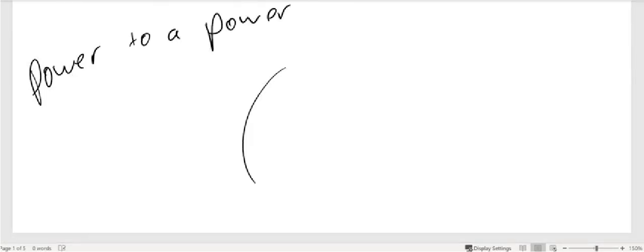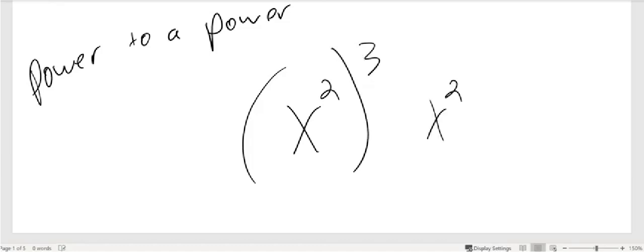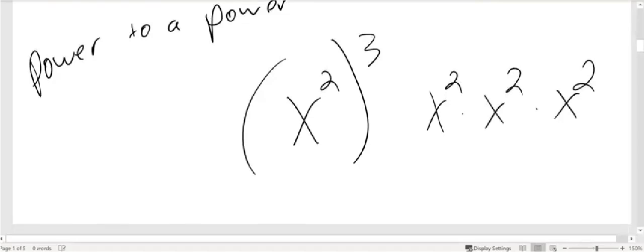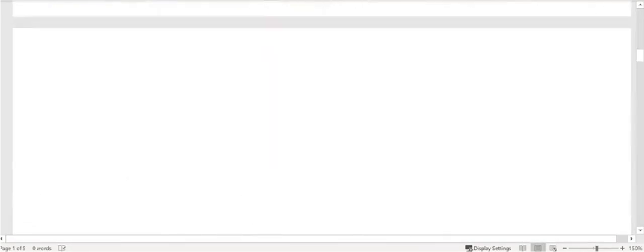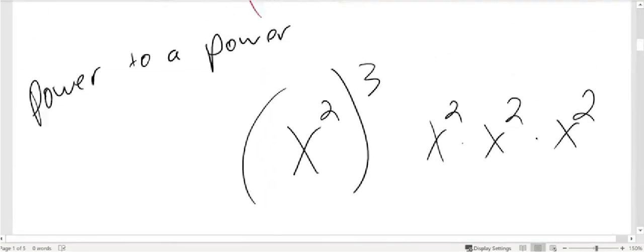Our next rule is called power to a power. So what that means is we have x squared all in the power of 3. So what this pretty much means is that we have x squared times x squared times x squared. So there's 3 of them. And what that also means is, just like in the beginning, we talk about x squared, there's 2 of them, so x times x.